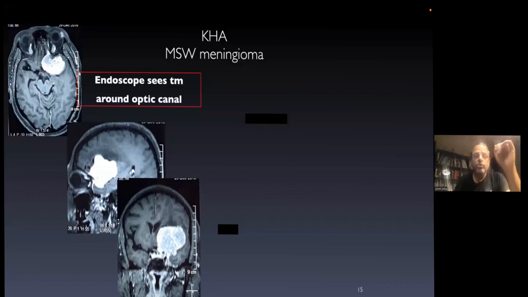Endoscope is used to see the tumor around the optic canal. Most of the times, I would say, these tumors progress through the optic canal, and they are the major cause of visual deterioration. And this is the crux of this surgery, to deroof the optic canal, remove the tumor there, so that the patient gets the benefit of return of the vision.